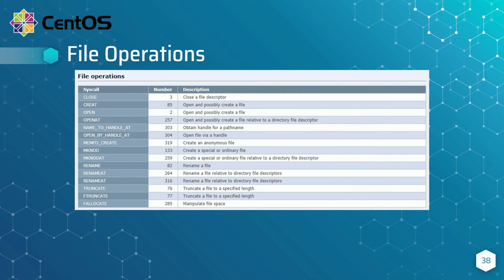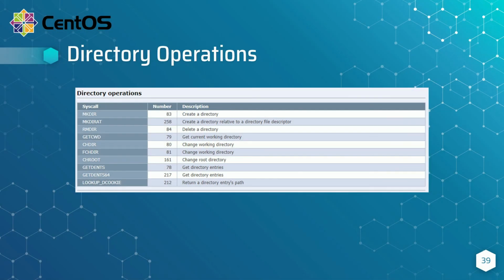Here are some of the system calls that are associated with files. Here we have some for file operations, from renaming the file to closing the file, and we've used some of these in our labs. And here are some directory operations. We can create a directory, we can delete a directory, and of course we can change the working directory.